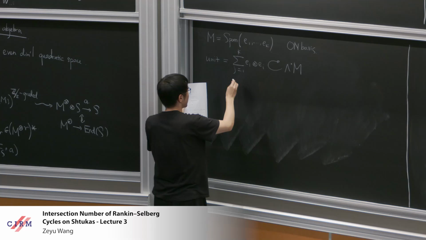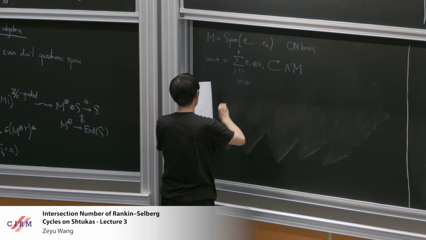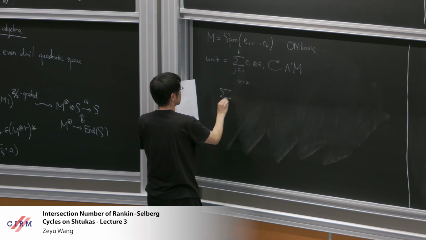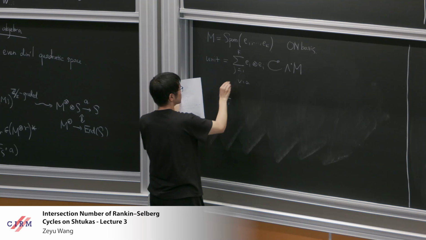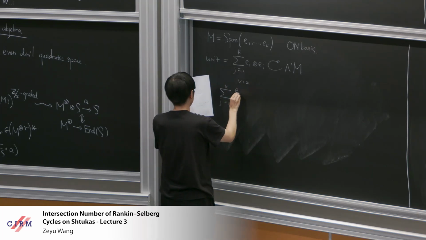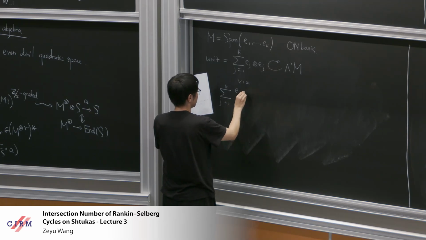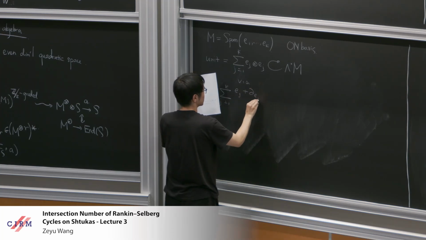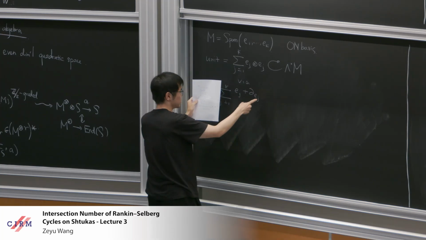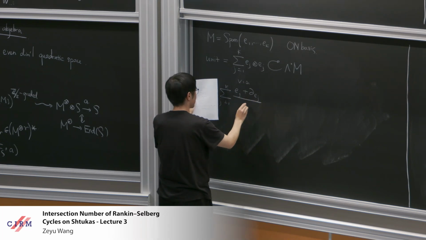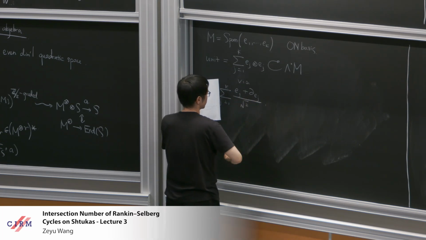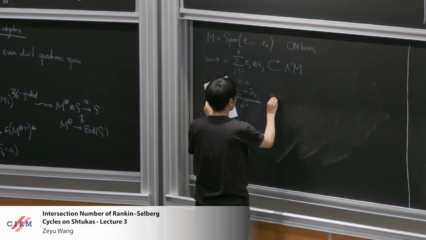And how it acts, the action is via the following. Once e_i acts via, sorry, I'm using j here. So e_j acts via the product with e_j plus this differential operator along the direction given by e_j, quotient by some factor, not so important.